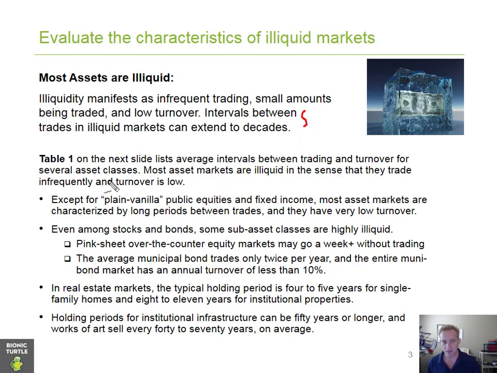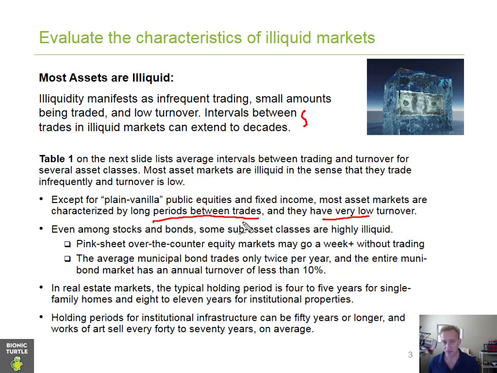So then on the next slide, we have Ng's Table 1 that lists the average intervals between trade and turnover for several different asset classes. So there's almost a hierarchy of average liquidity or illiquidity. Except for plain vanilla public equities and fixed incomes, most asset markets are characterized by long periods between trades, and they have very low turnover.